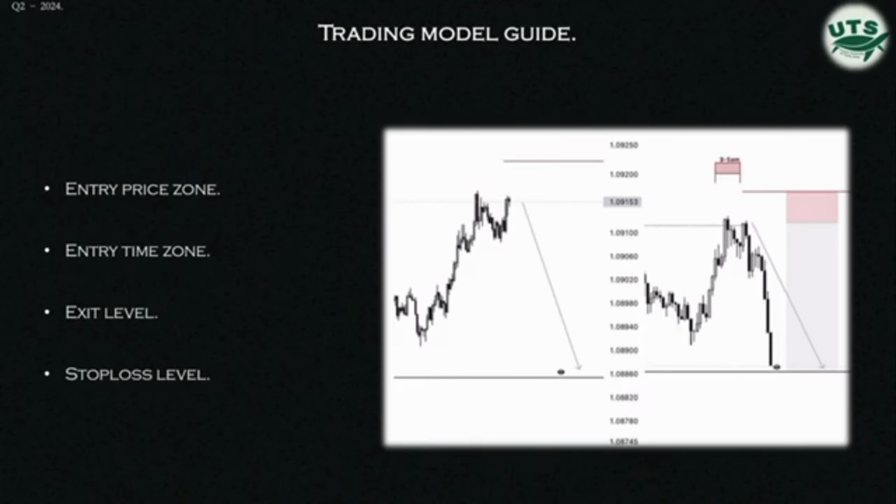A trade model guide. Every trade model boils down to these 3 things. Number 1, an entry. Number 2, an exit. And number 3, a stop loss level. Entry, of course, can be both price and time.